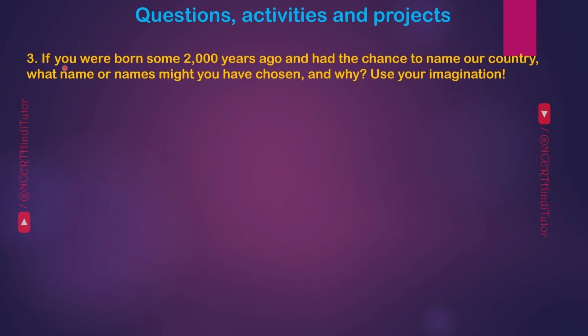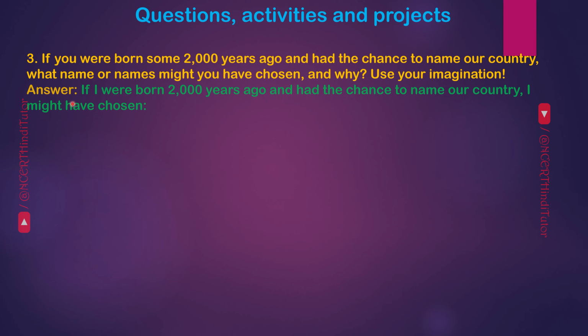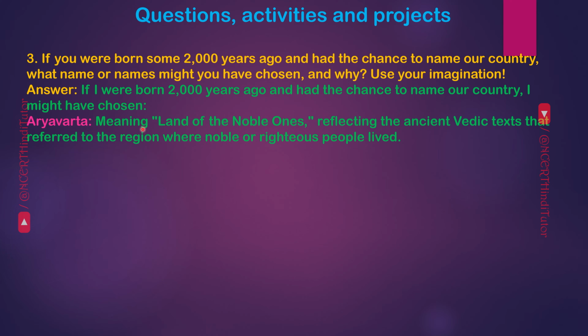Question 3. If you were born some 2000 years ago and had the chance to name our country, what name or names might you have chosen and why? Use your imagination. Answer. If I were born 2000 years ago and had the chance to name our country, I might have chosen Aryabhat, meaning land of the noble ones, reflecting the ancient Vedic texts that refer to the region where noble or righteous people lived.